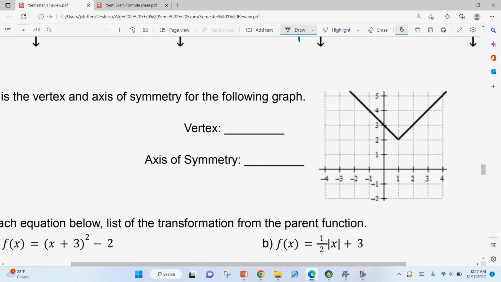Now, a lot of people are asking me this. What's the vertex and the axis of symmetry? So for the vertex, you just have to look at this graph here, and it's the corner, and what's that ordered pair? Go over 1, up 2. That's the vertex. The axis of symmetry is the line that goes through the vertex. It's a vertical line, so technically it's got to be x is equal to, but again, multiple choice, you're probably going to have that. But what's that line? Well, it's always the x value of your vertex. It's x is equal to 1.